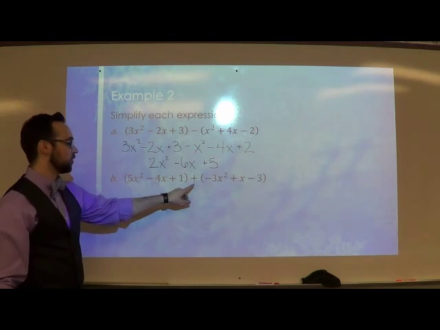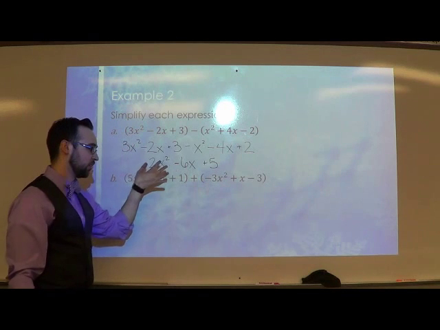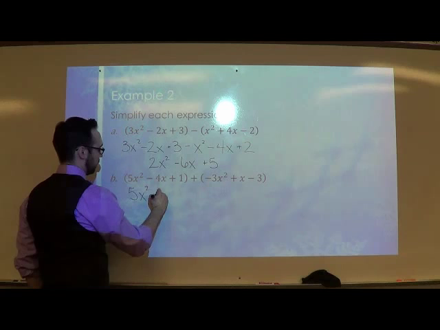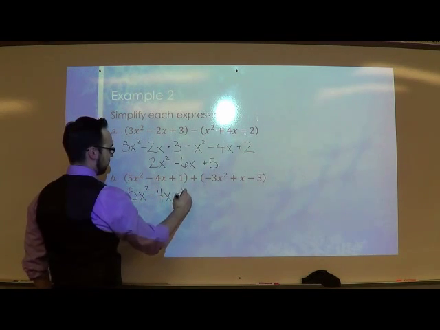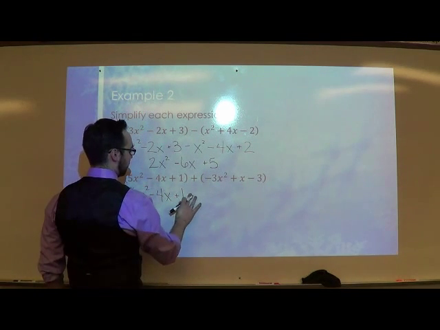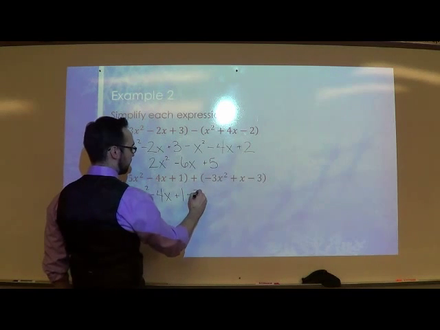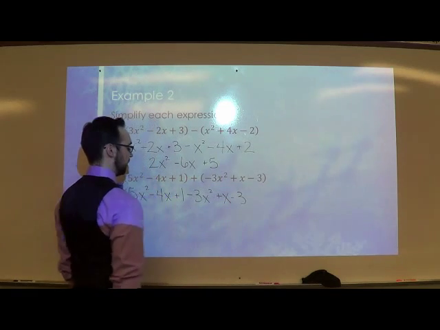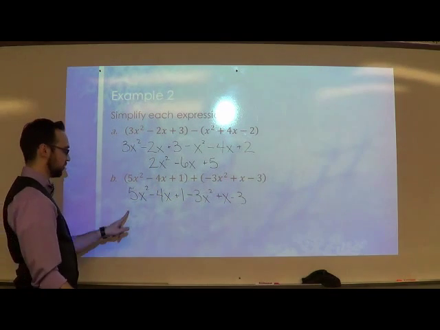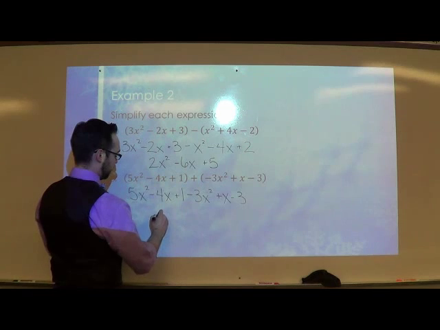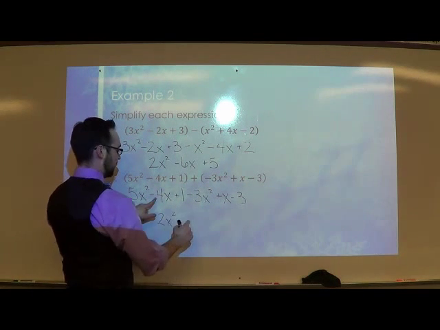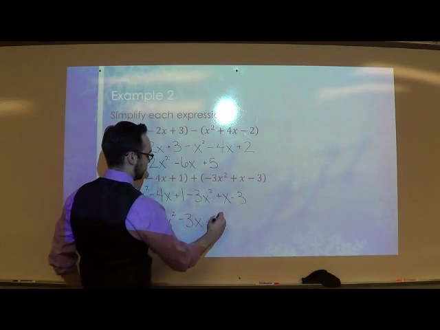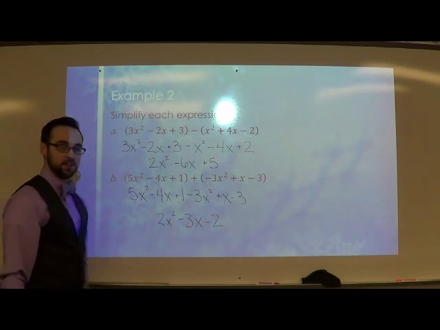Similarly with adding, the only difference is we don't have to change anything. We can really just get rid of the parentheses and add like terms. So we have 5x squared minus 4x plus 1 plus a negative 3x squared, or just minus 3x squared, plus x minus 3. Combine like terms. 5x squared minus 3x squared is 2x squared. Negative 4x plus x is minus 3x. 1 minus 3 is a negative 2. And that's your final answer.